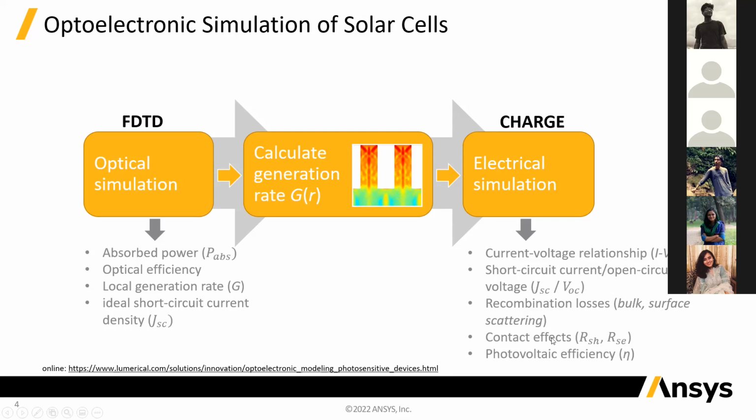And then effect from the contacts. You put these large metal contacts on top of these devices. They can have parasitic resistances. And so you want to account for that effect when you're running your electrical simulation. And then finally, what you can get is the photovoltaic efficiency of your entire solar cell.